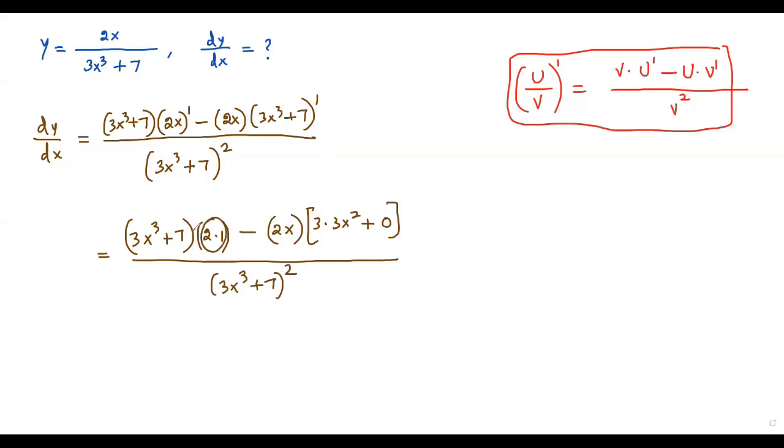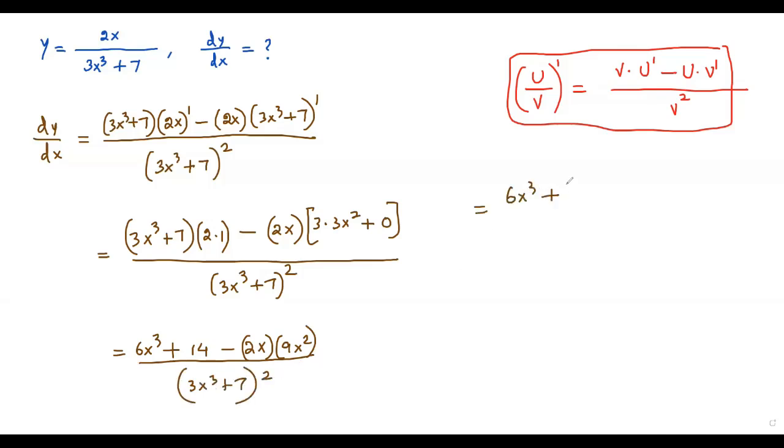Here 2 times 1 is 2, and we can distribute this 2 to 3x cubed. It will become 6x cubed, plus 2 times 7 will become 14, minus 2x times, and the plus 0 can be ignored. 3 times 3x squared will become 9x squared, over 3x cubed plus 7 the whole squared. Let's continue. 6x cubed plus 14, now minus, and 2 times 9 is 18, and when I multiply x and x squared, it will become x to the third power, over 3x cubed plus 7 the whole squared.